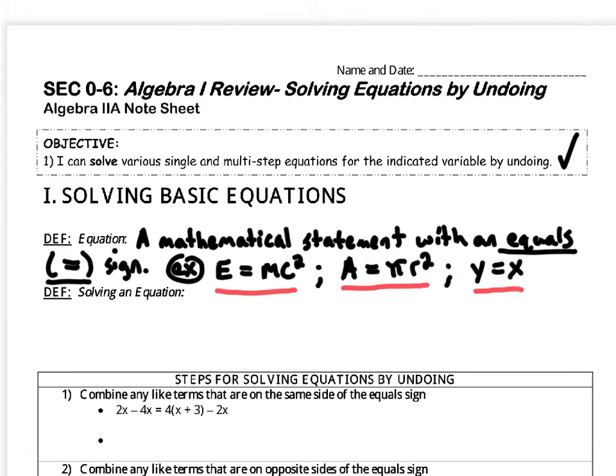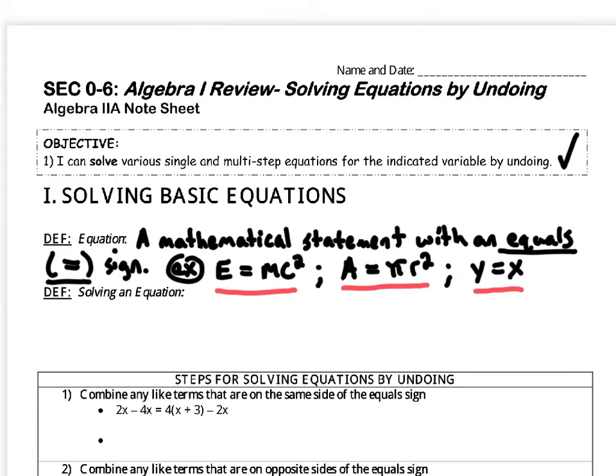The next definition then is solving an equation, and the word solve is thrown around a lot in math, and a lot of times it's actually misused. So solving an equation refers to the process of isolating the variable to find its numerical value or values. Sometimes you'll have more than one answer to an equation, sometimes you won't have any answers at all, or sometimes you could have infinitely many solutions. So all 3 cases can arise.